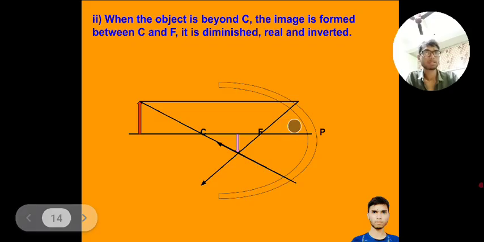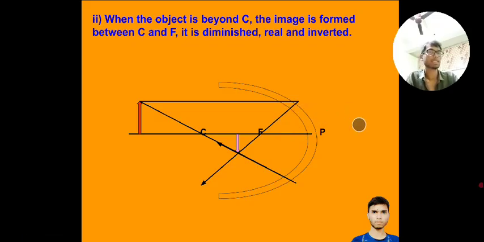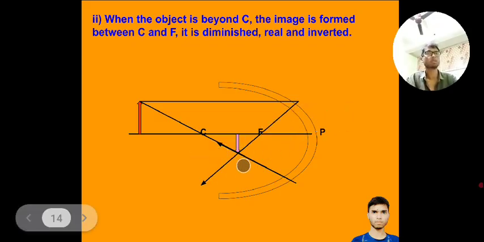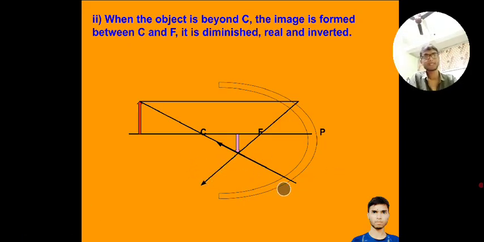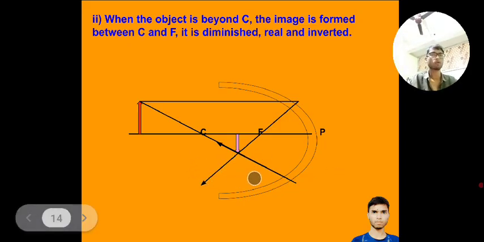This is real because it is not inside the mirror. This is in front of the mirror. That's why it is real. And inverted means it is just opposite. This is diminished, which means small. It is not too small, but it is small, and this is bigger as compared to this. This is inverted. It is not virtual because it is not formed inside the mirror. That's why it is real. Now we are able to go ahead.